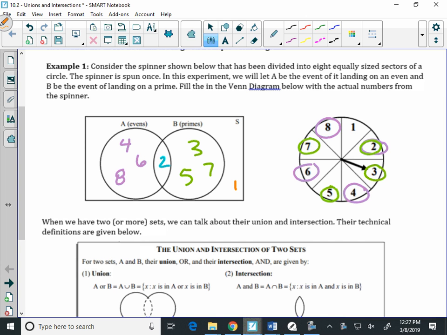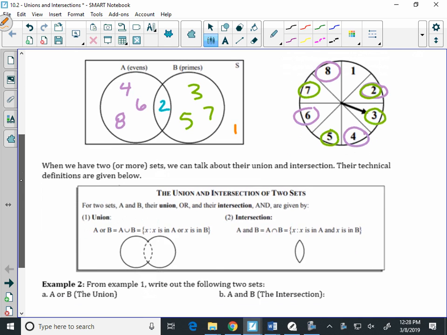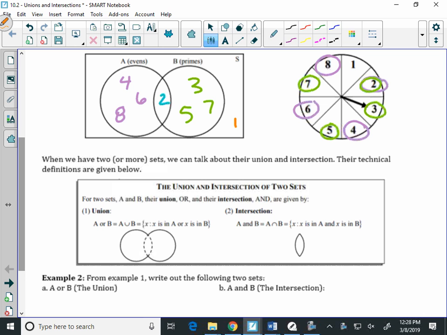Okay, so we filled in our Venn diagram. We put all the evens in one circle, all the primes in the other. 2 is both, so we put it in the middle where the two circles meet. 1 is a possible outcome. It just doesn't fit into either one of those circles, so we stuck it here on the outside. Now that we filled in our Venn diagram, we can talk about the union and intersection of two sets.